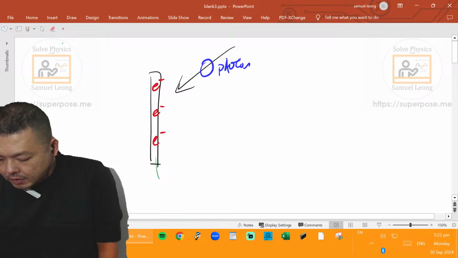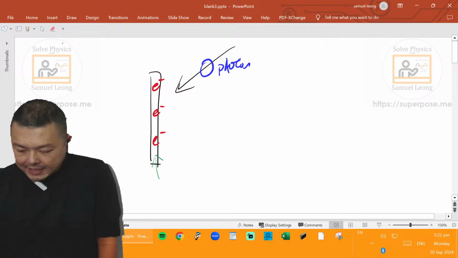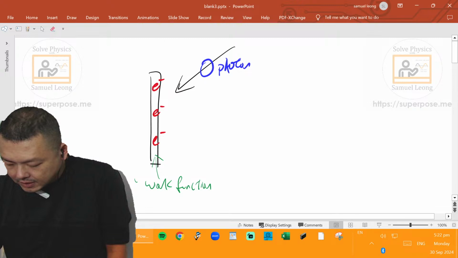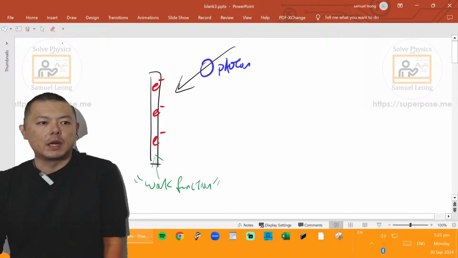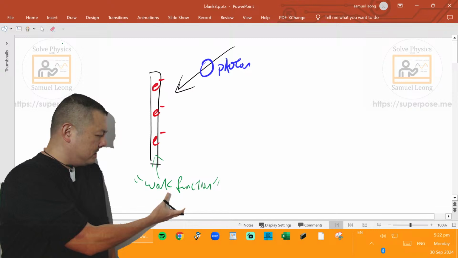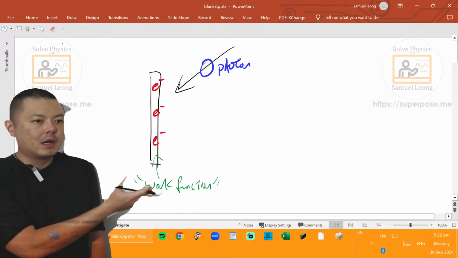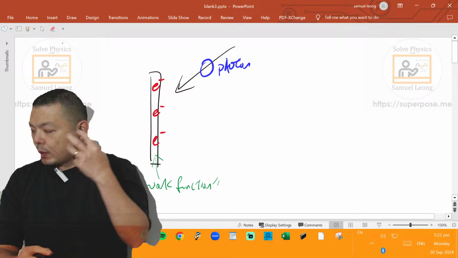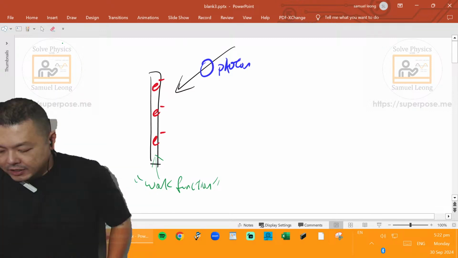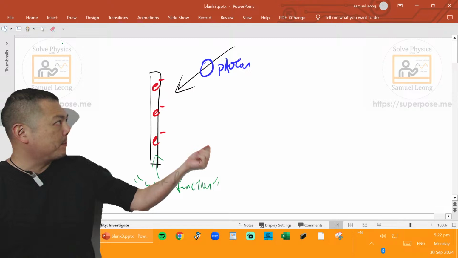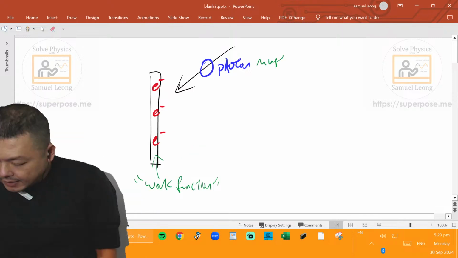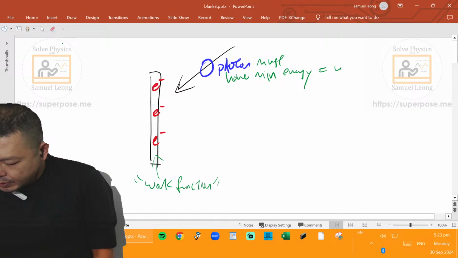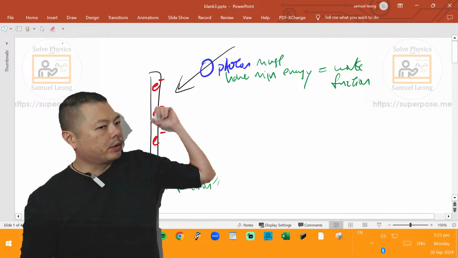We understand that the metal has a certain work function. Work function sounds like a very complicated term, but it is simply the energy required to emit the electron. Work function is the energy required by the electron to be emitted. So this photon must have minimum energy equal to the work function.